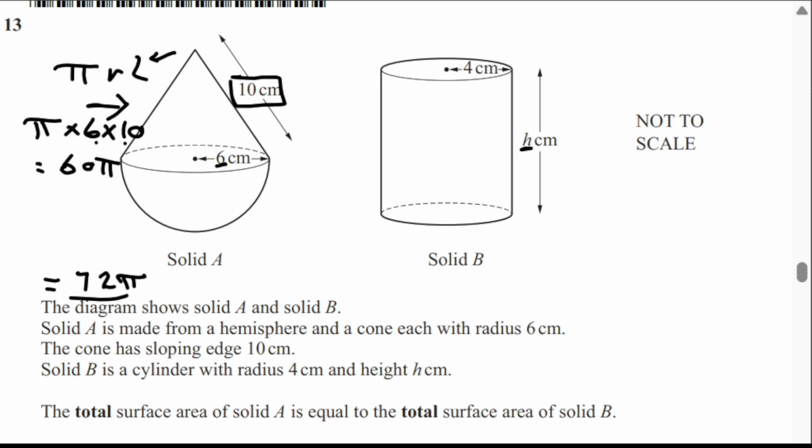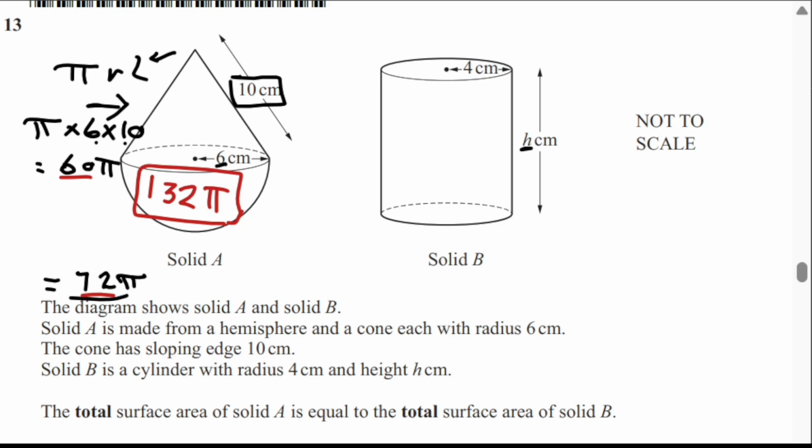That's very good. Now let's add these two. 60 pi plus 72 pi. 60 plus 72 is 132, so it's 132 pi. Just to remind you, this is non-calculator, so I'll keep it like this. So the surface area of this shape to the left is 132 pi.